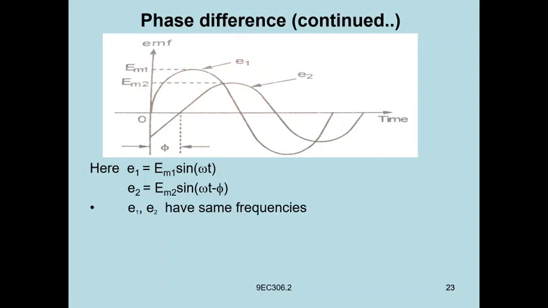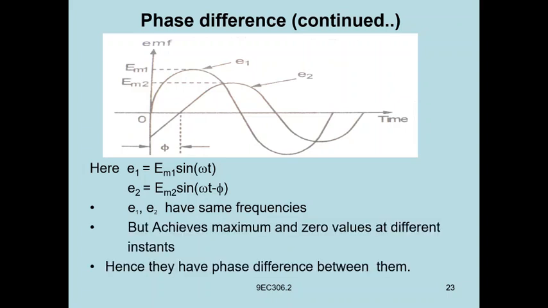So E1 and E2 have the same frequency, but there is a phase difference. These two waves reach their maximum and zero values at different instants. Hence, they have a phase difference between them. All of you understand this phase difference?